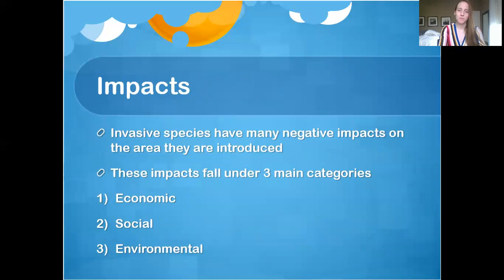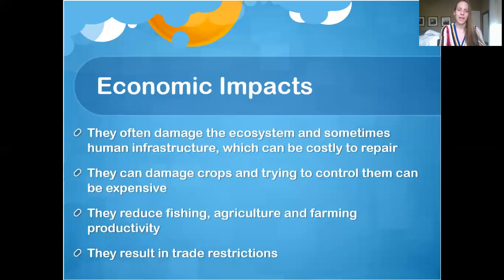So we're going to look at some of the different negative impacts of invasive species, and these impacts can fall into three main categories: economic impacts, social impacts, and environmental impacts. The economic impacts come from any loss of money that humans experience because of that invasive species being there. Sometimes the invasive species can damage human infrastructure, which can be expensive to repair.